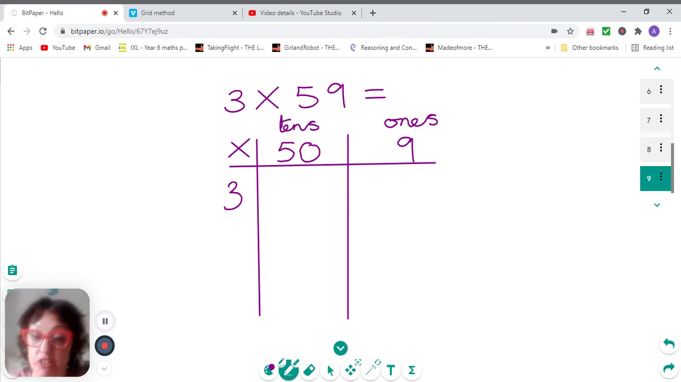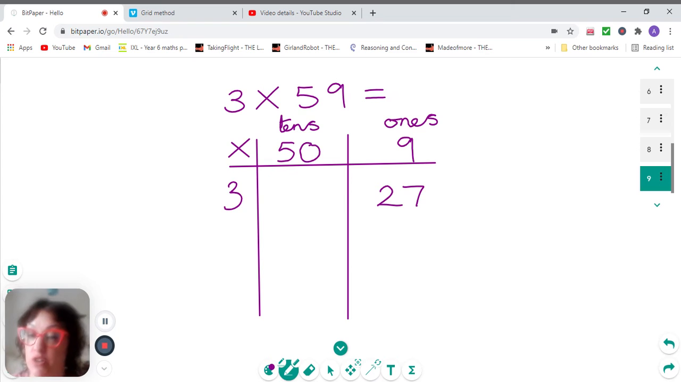Because I know my 3 times table, I can start straight away. So 3 times 9 is 27, and I put that here. That number goes right here. And then we do 3 times 50. Now this is where often students go, but I don't know my 50 times tables. You don't really need to know your 50 times tables.